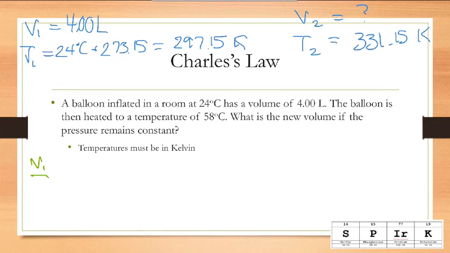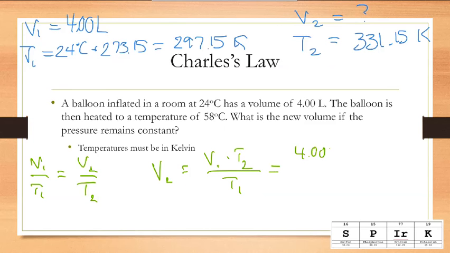So remember, this equation is V1 over T1 equals V2 over T2, and we're solving for V2, so we're going to rearrange this algebraically. V2 equals, and we can multiply the T2 to the other side. So we have V1 times T2, because we multiplied it over, divided by T1. So now we're going to plug in what we know. So we're going to plug in that 4.00 liters times 297.15 Kelvin divided by 330.